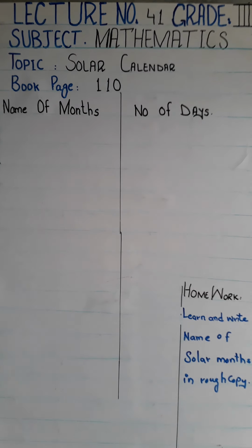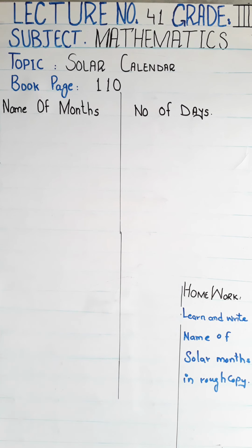Student, when you learned about the lunar calendar, there are 12 months. In the solar calendar, also 12 months. Now, in the lunar calendar, the number of days in each month is not fixed. Remember, there are 29 or 30 days, but not fixed. And the number of days in each month of the solar calendar is fixed, 30 or 31, except February, which has 28 or 29 days. And when it has 29 days, this year is called a leap year.